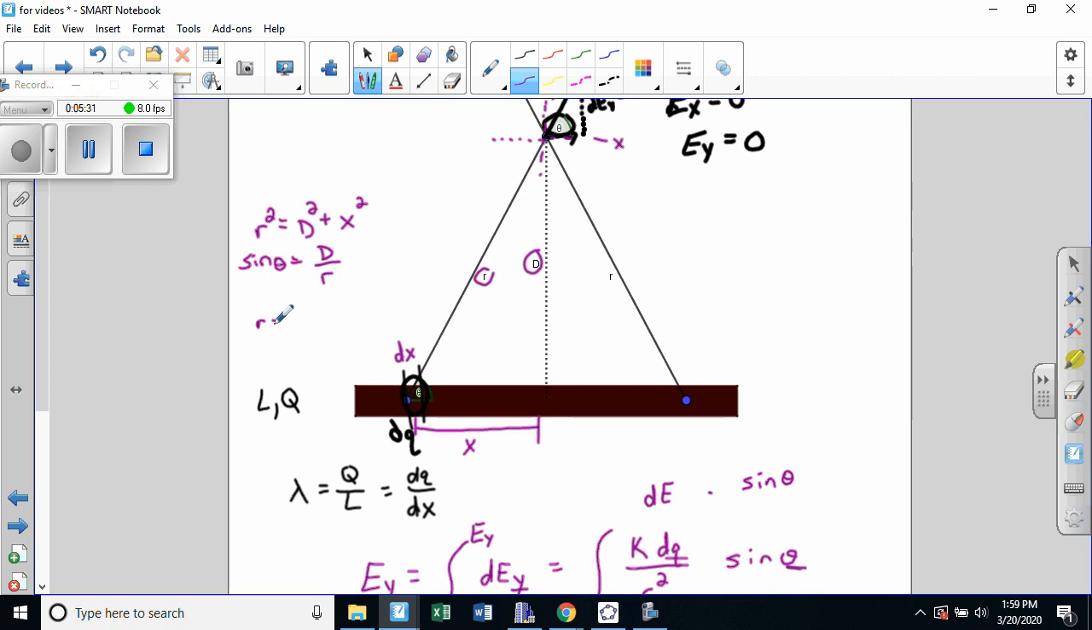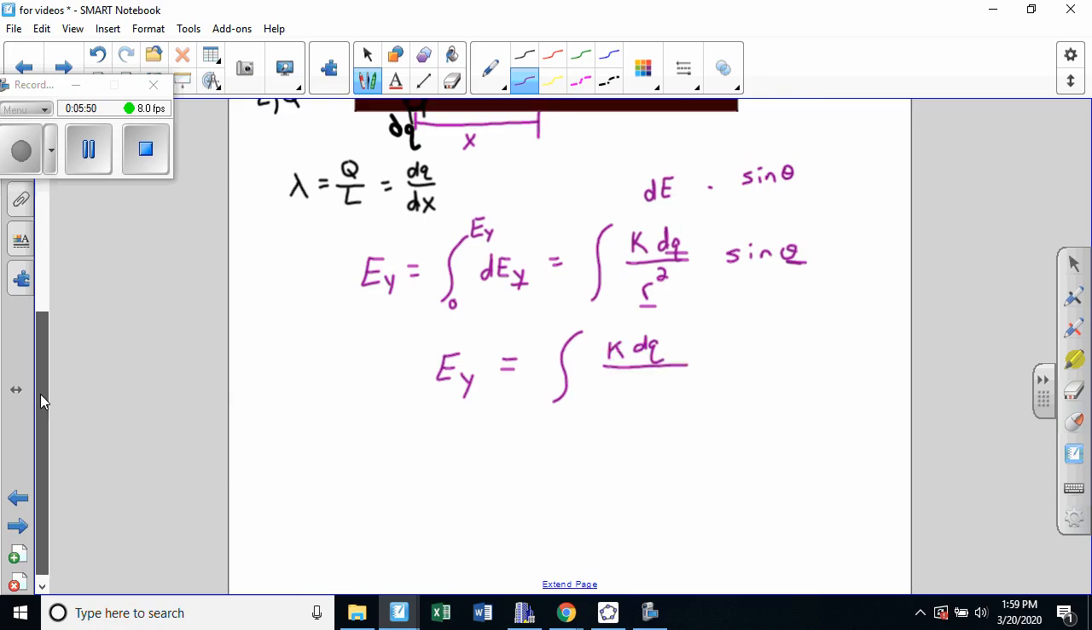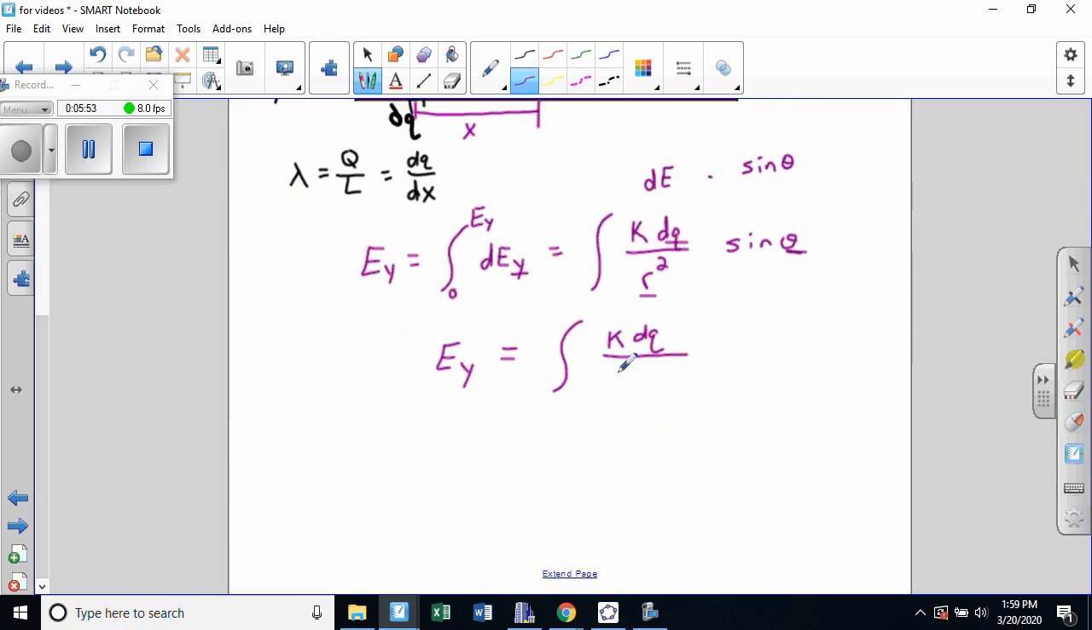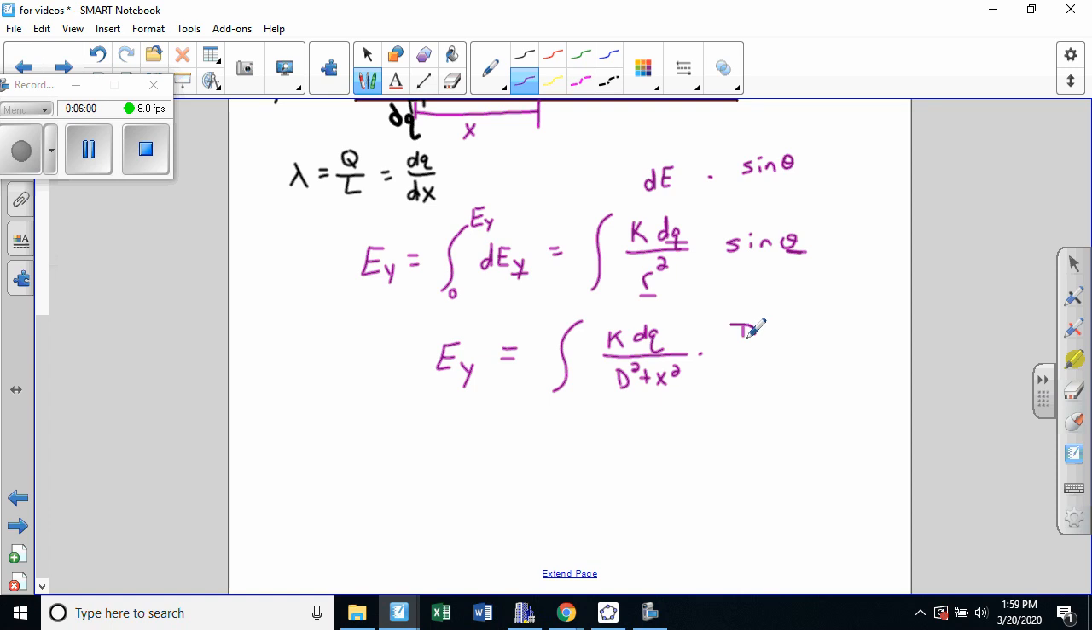And what I'm going to say is, well, if r squared is d squared plus x squared, then r is just the square root of d squared plus x squared. Okay? And now I'm prepared to substitute both of those into this integral. So E_y is just going to be the integral of k dq over r squared. Well, we said r squared was d squared plus x squared times the sine of theta. Well, we said sine of theta was d over r. So that's d over r, which is d squared plus x squared to the 1/2.